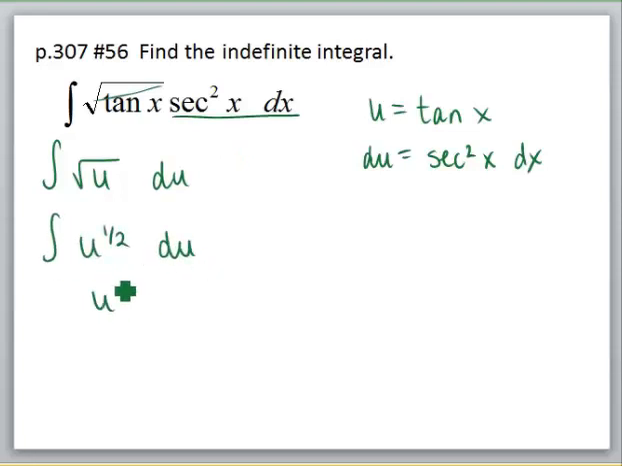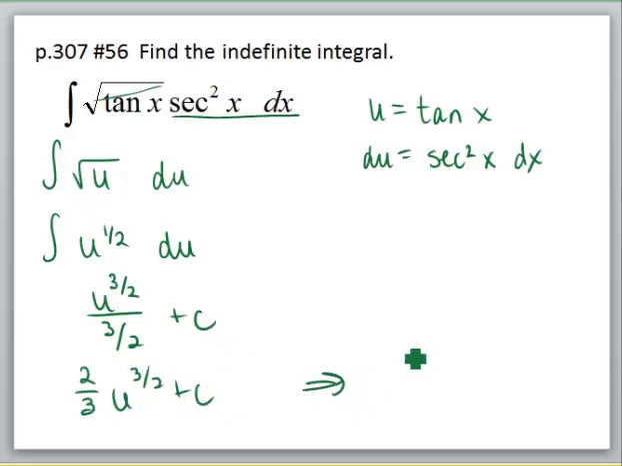So I'll raise this by 1 and put it over that power, and I'll have plus c. So I end up getting 2/3 u to the 3/2 plus c. So that gives me my final answer once I plug back those x values. I won't forget that again. Of tangent x to the 3/2 plus c.